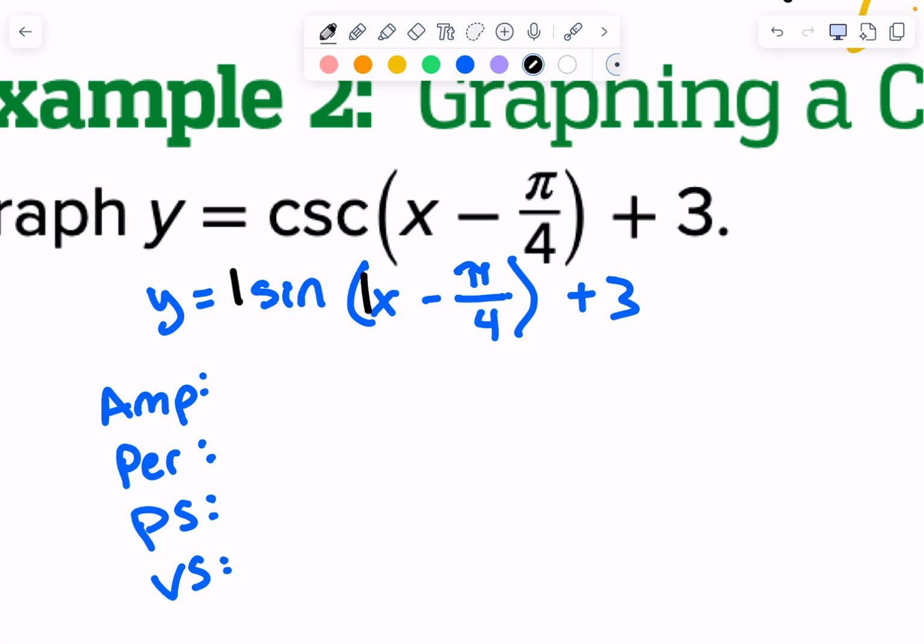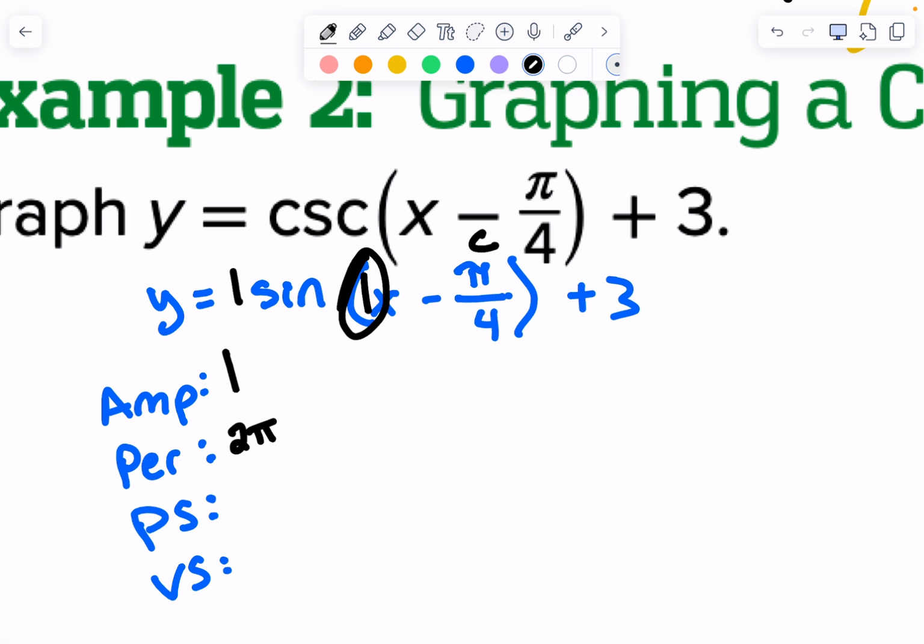So that means amplitude is 1. Period, since this is 1, is 2 pi divided by 1, so it stays 2 pi for the period, right? Okay, now we have a C. C is negative pi over 4.